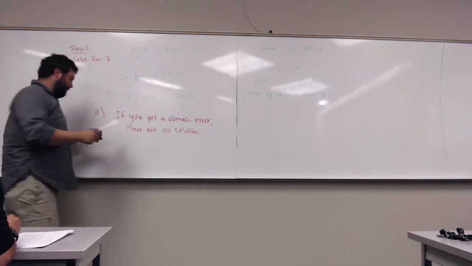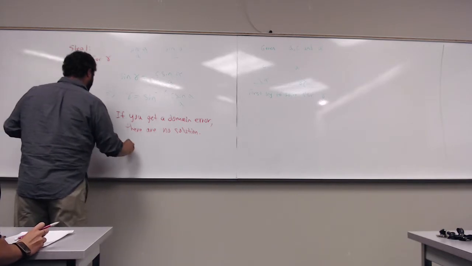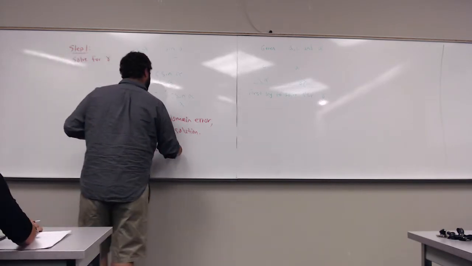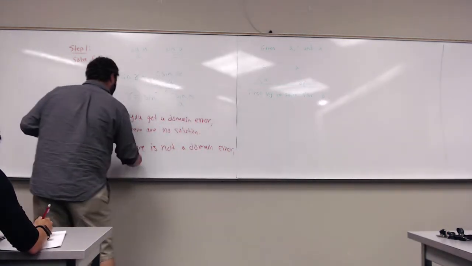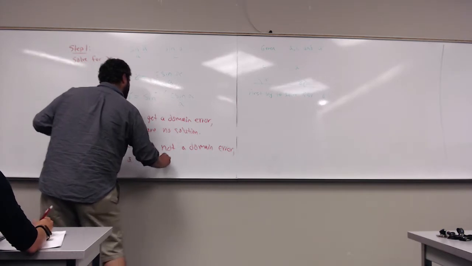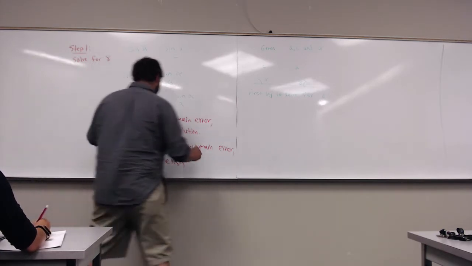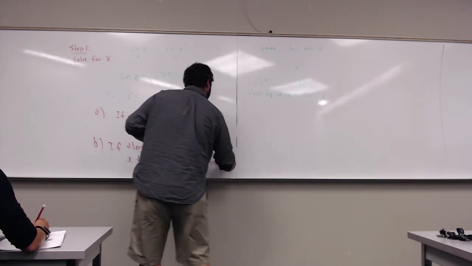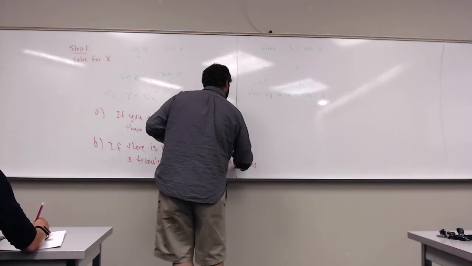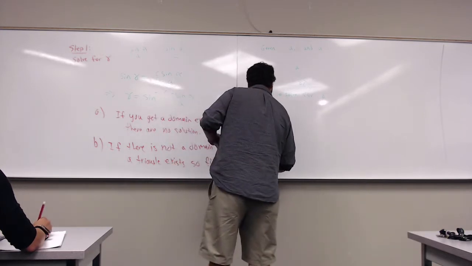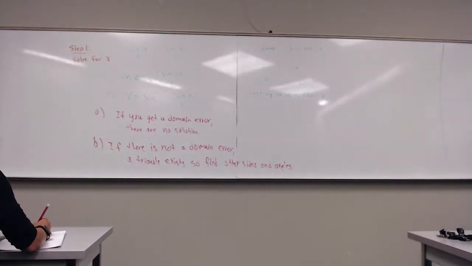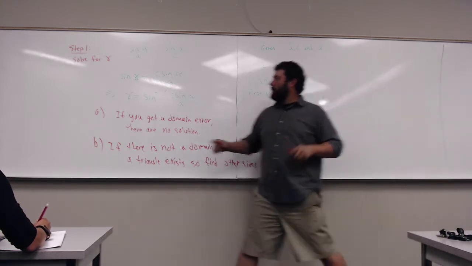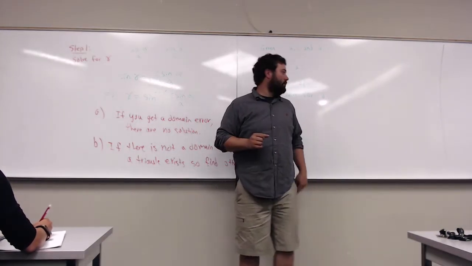However, case B, if there is not a domain error, a triangle exists. So find other sides and angles. Now, you wouldn't necessarily be done at this point either. Whatever you get for gamma here might be one such triangle.